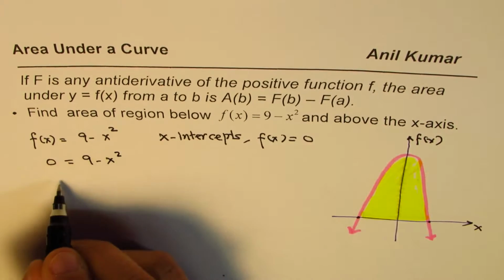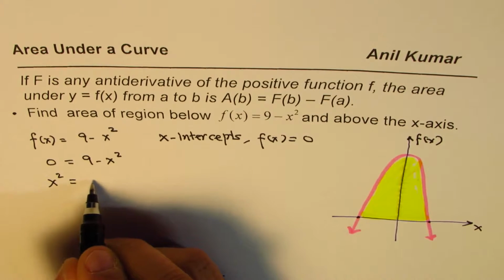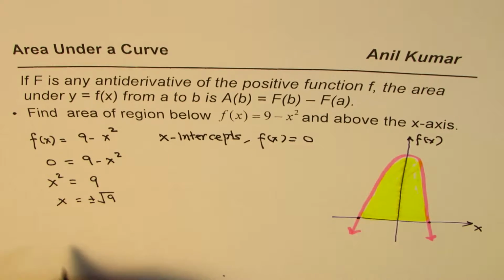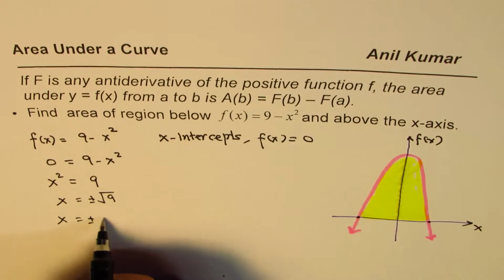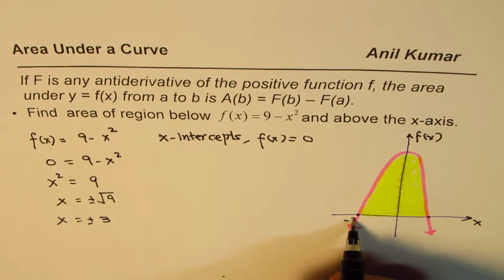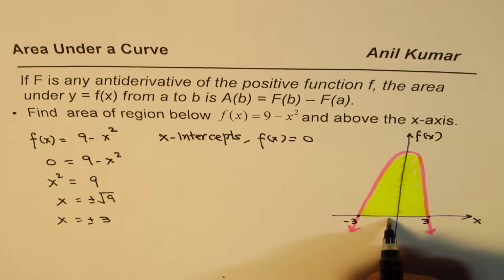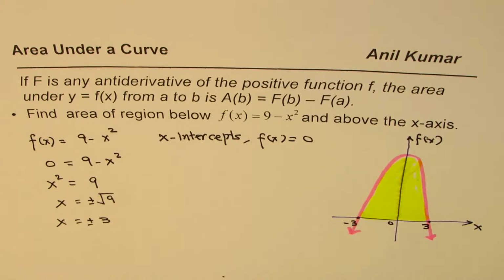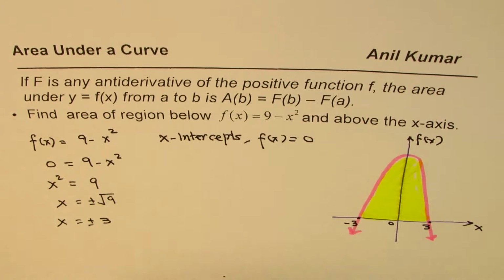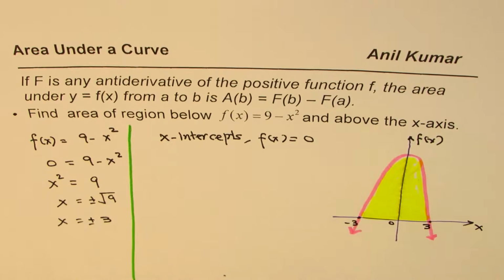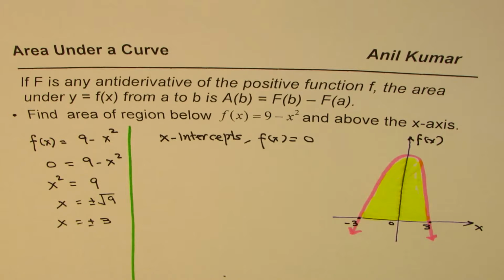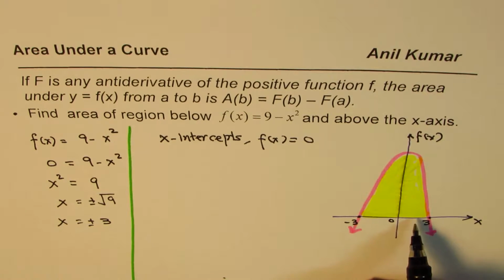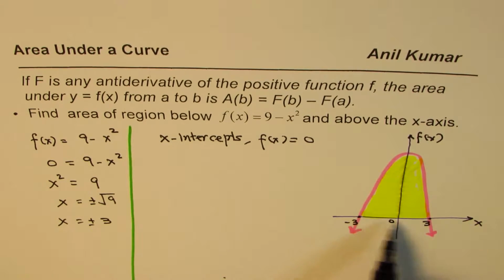9 minus x squared equals 0, or x squared equals 9, x equals plus or minus the square root of 9, and that gives us x equals plus or minus 3. So this point is minus 3 and that is plus 3 for us. Is that okay? Now that is the first part. So we found that the x-intercepts are at plus and minus 3. Now the question really is that we need to find the area under the curve between minus 3 and plus 3, right?